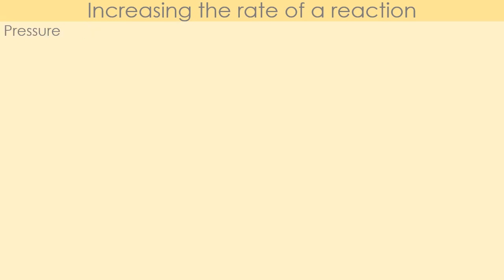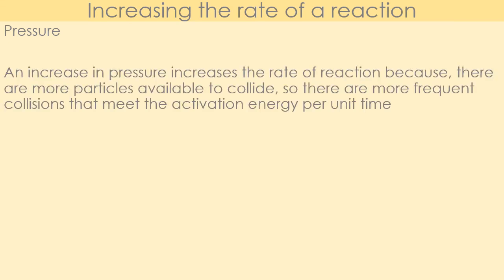Our next one is pressure. Now this is only for gases. Now with pressure, it's very similar to concentration. If we increase the pressure, we are increasing the concentration of those gas particles within that volume. So we're making it appear there's more gas particles per unit volume. So very, very similar to concentration. So an increase in pressure increases the rate of reaction because there are more particles available to collide, so there are more frequent collisions that meet the activation energy per unit time.